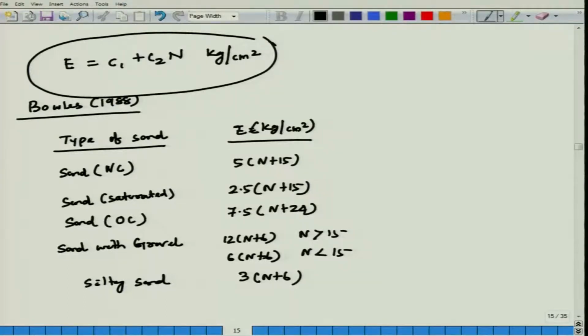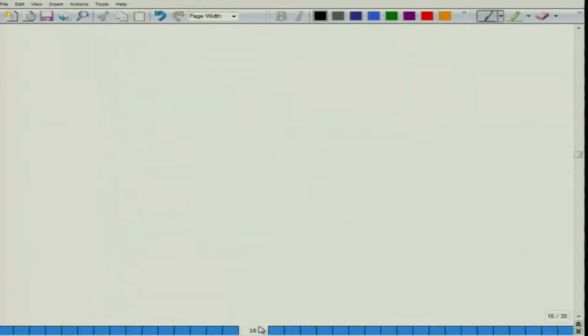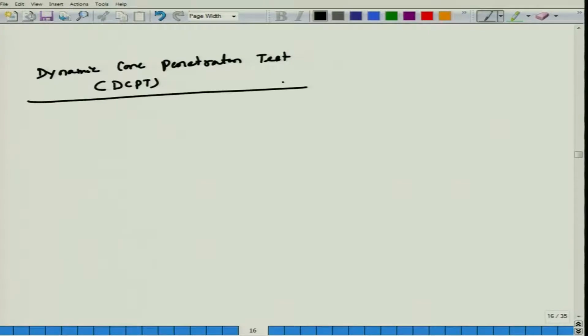Then there is another test that is called DCPT. Its full form is dynamic cone penetration test. It is called DCPT. It is a quick test.